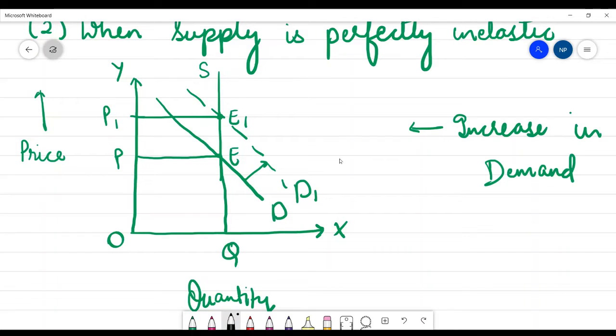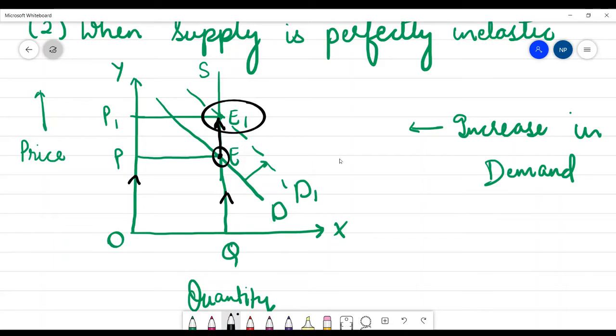In the earlier case of perfectly elastic supply, only the equilibrium quantity changed. But when it is perfectly inelastic, the quantity remains constant but the price keeps on shifting. So over here, if you see this particular graph, OP is the price and OP1 is the new price, but the quantity, that is OQ, remains the same. So here we see the supply curve is parallel to the y-axis, but the equilibrium point shifts up, from E to E1.